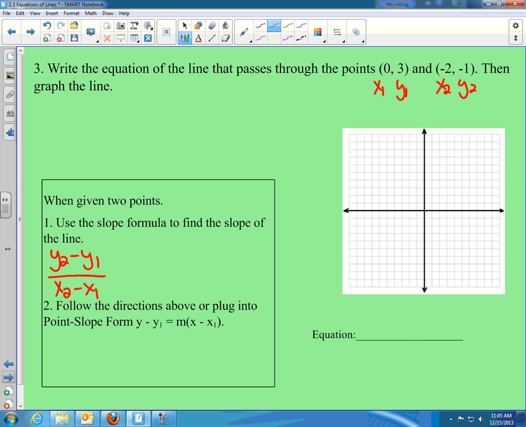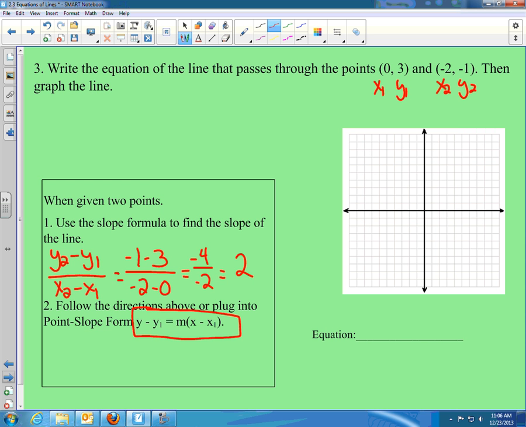All right, so let's plug that in. So we have negative 1 minus 3, y is on top, and negative 2 minus 0, x is on bottom. Negative 4 over negative 2, that's going to turn into a positive 2. Now it says follow the directions above or plug into point slope form.